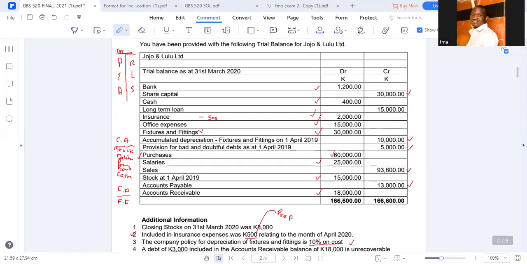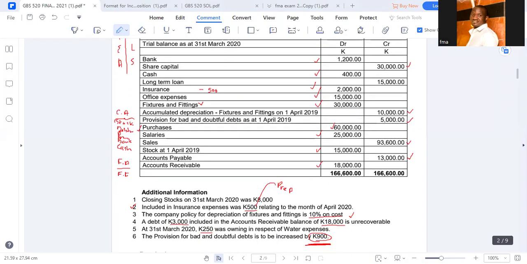And the company policy is that depreciation of fittings and fixtures is at 10% on cost. And included in the accounts receivable balance of 18,000 is unrecoverable 3,000 bad debts. At the end of March 2020, we have 250 owing in respect of water expenses. And the provision for bad and doubtful debts increased by 900.